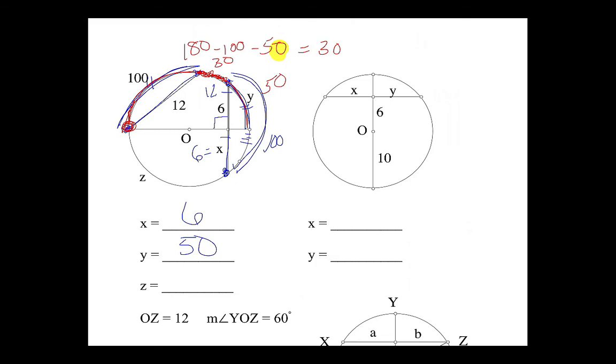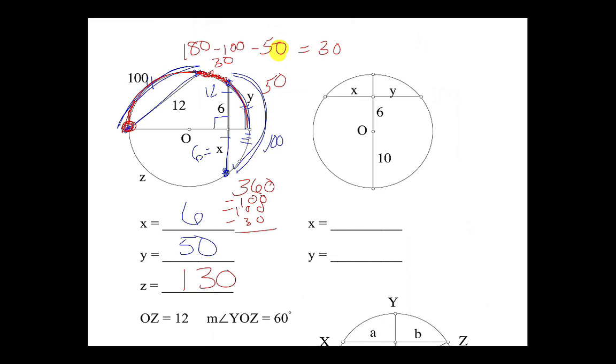So now I have all the pieces I need. I've got 360 degrees minus the 100-degree arc, minus the other 100-degree arc, minus the 30-degree arc, which is going to leave me a total of 130 degrees left over for arc z. That's a pretty complex problem, and this is going to take some practice.